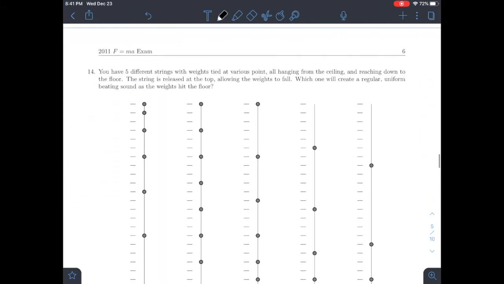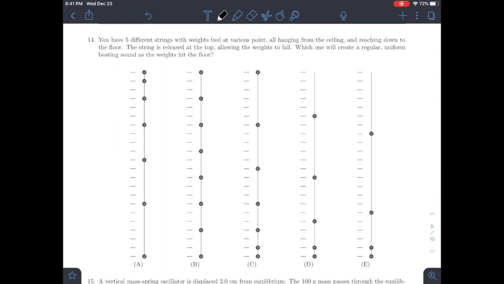Then we look at the 14th question. You have 5 different strings with weights tied to various points, all hanging from the ceiling and reaching down to the floor. The strings are released at the top, allowing the weights to fall. Which one creates regular, uniform beats of sound as the weights hit the floor? So first we want to know that when the ball drops, there's acceleration, so the speed gets faster and faster. So B and A definitely don't work, because we want the distances to be far apart at the top, and not uniform, because the acceleration and speed get faster and faster. So A and B are not right.